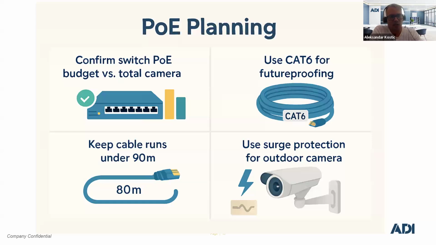Furthermore, when we speak about selection of the cabling, we can say that today the standard for network cabling is Cat6, so just be sure that you are using Cat6 for future proofing. And I already mentioned this when we spoke about cable length, just to be sure that we have reliable distribution of power through the network cable. Try to keep your cables below 80 meters long between the switch and the camera itself.